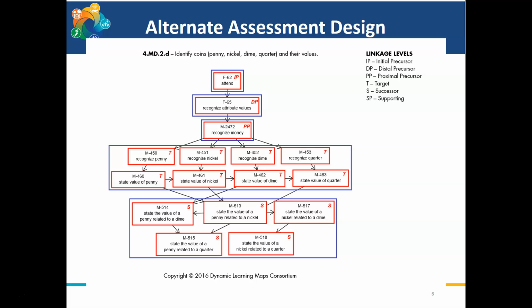The graphic on your screen is an example of a minimap. This minimap illustrates an example of the essential element for 4th grade math: identify coins such as penny, nickel, dime, and quarter and their values, and the 5 linkage levels that would be used to assess that essential element. If the student is able to recognize a penny, identified here as M-450, that is a target. If the student is given a money and another object like a ball and can identify money, that is M-2472, recognize money, the proximal precursor level. If the student is able to simply attend to the coin you are holding, that is F-62, or initial precursor linkage level. Therefore, the assessment is designed so that all learners, regardless of their communication or cognitive level, can be assessed on the alternate achievement standards.